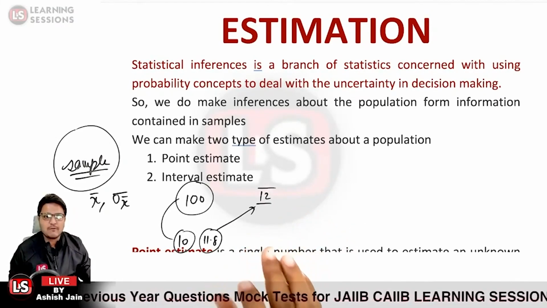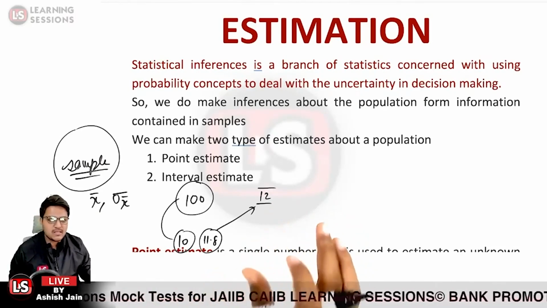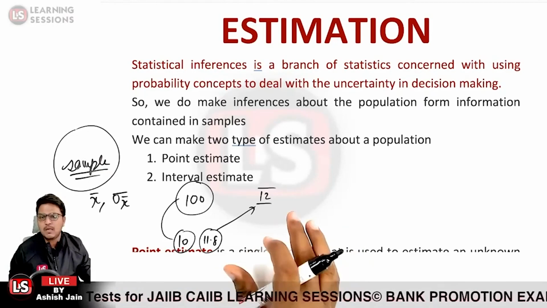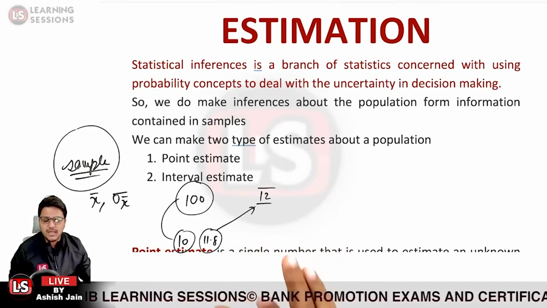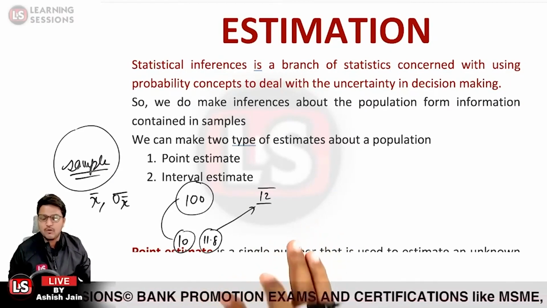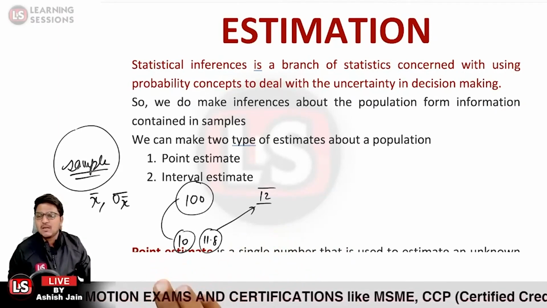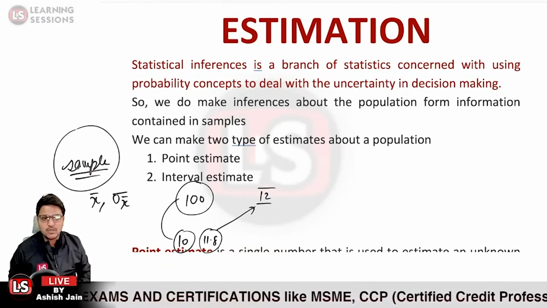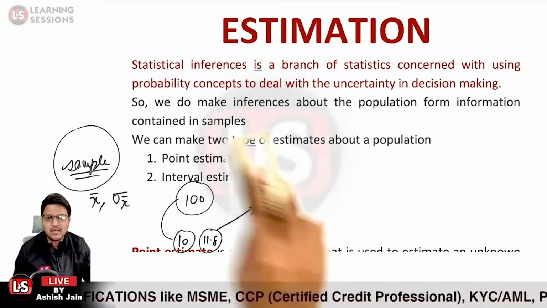So statistical inference is a branch of statistics concerned with using probability. So we basically use the probability concepts over here to deal with what different components would be lying in the population as per the estimates which have been made by using the sample statistics. Okay, so it's of two types. First of all, it is a point estimate, and the second one is an interval estimate.